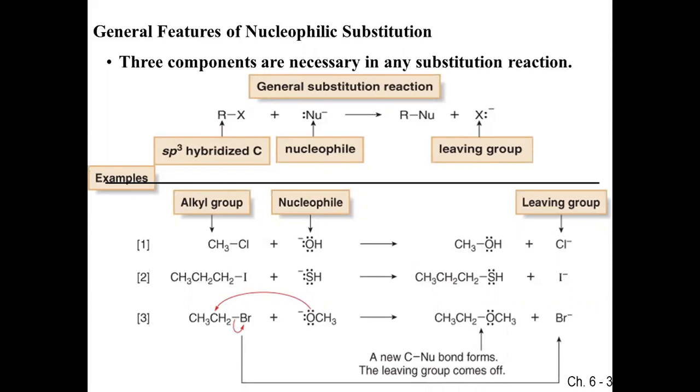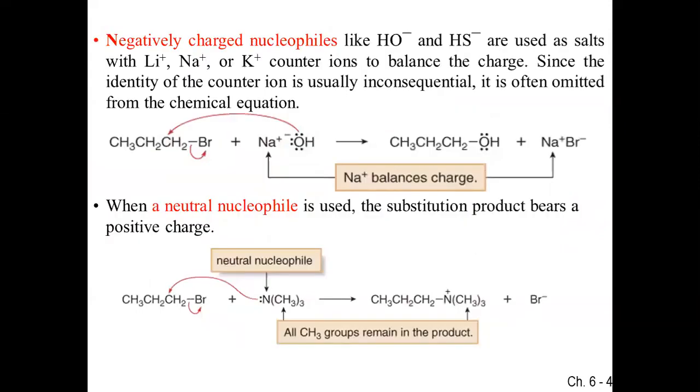The alkyl groups have been written over here, the nucleophiles are here, and the leaving groups with products. So a new carbon-nucleophile bond will form and the leaving group will be removed. Negatively charged nucleophiles like OH- and SH- are used as salts with lithium, sodium, or potassium counter ions to balance the charge. Since the identity of the counter ion is usually inconsequential, it is often omitted from the chemical equation. So this reaction has been explained over here.